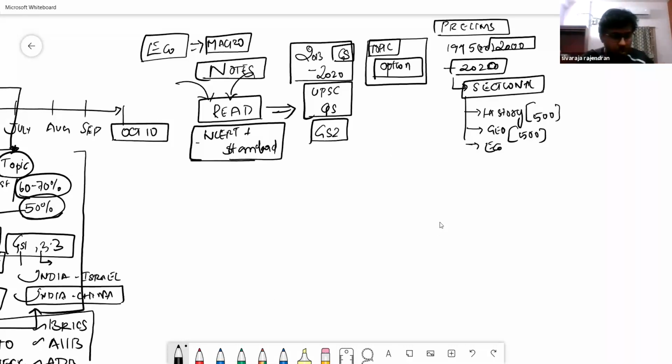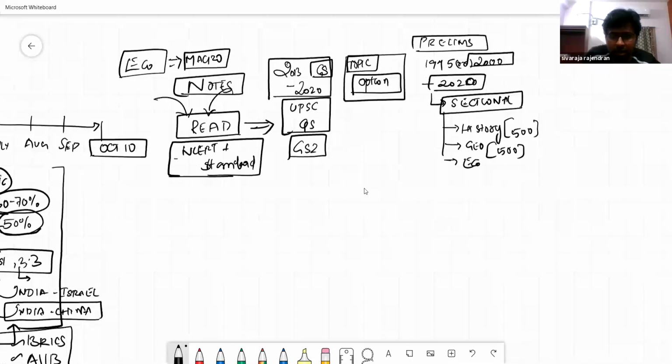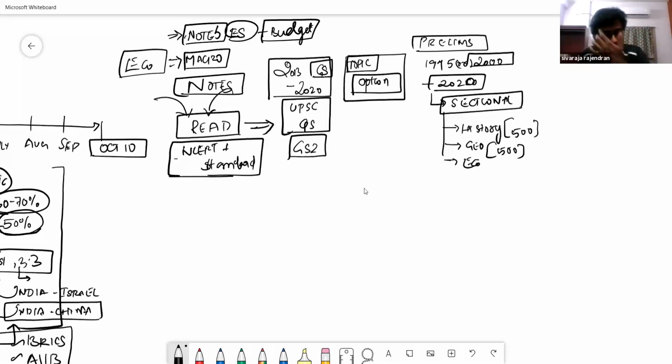Have a simple economics book, and you will have to have notes for the economic survey and budget. Simple notes, any simple notes. Don't go about reading everything in the economic survey. So like this, in the sectional question bank for prelims, you have to have this, and you have to finish solving it.